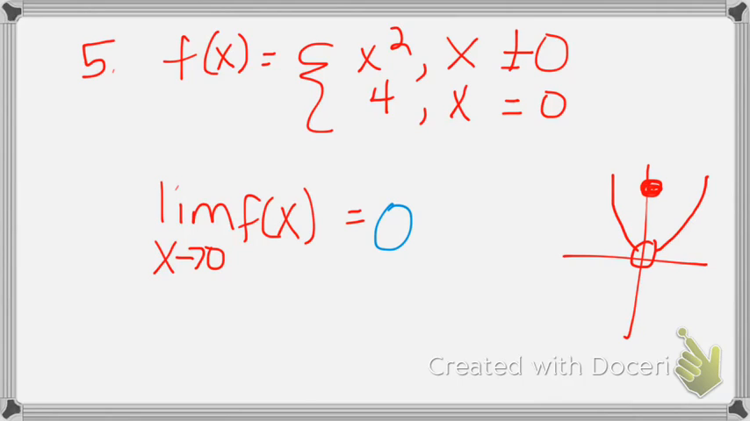So really, I didn't even care about that 4. Really, I just had to plug a 0 into the first thing. Because remember, when there's a hole, the limits still exist at the hole. Okay. All right, one more, and then we're done with piecewise.